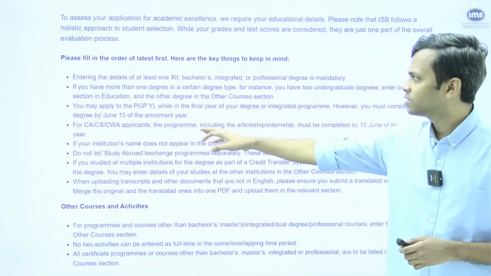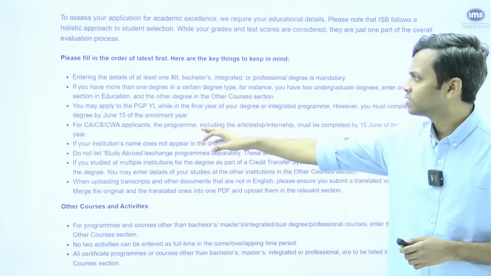Then for CA, CS, ICWA applicants, the program including the articleship internship must be completed by 15 June. So again, that 15 June deadline remains the same whether you're pursuing a professional qualification or pursuing your graduation. And then there are some pointers that they have given. Again, you can go through it while you submit your form.